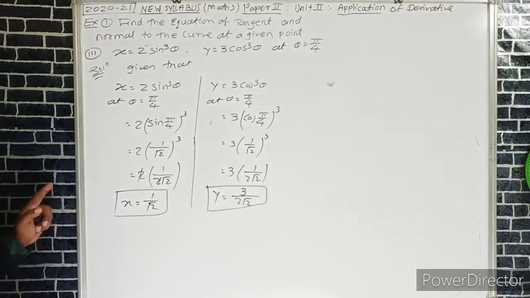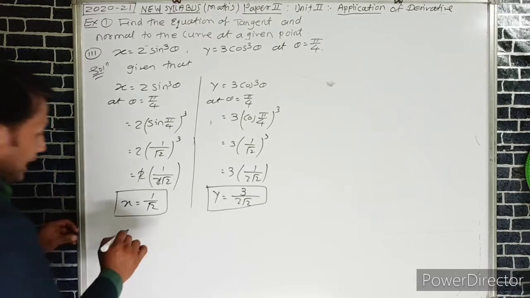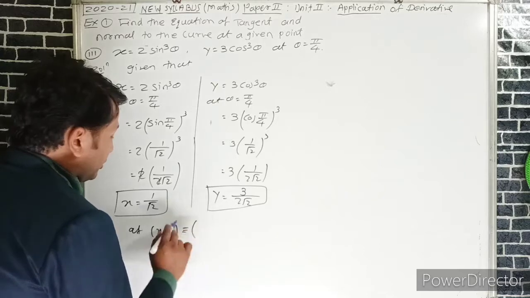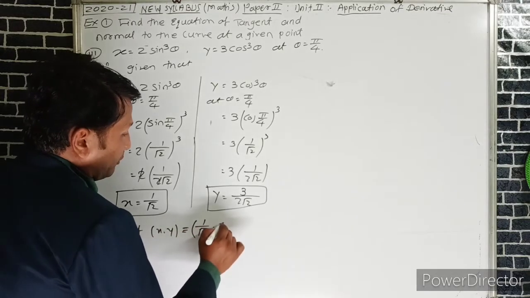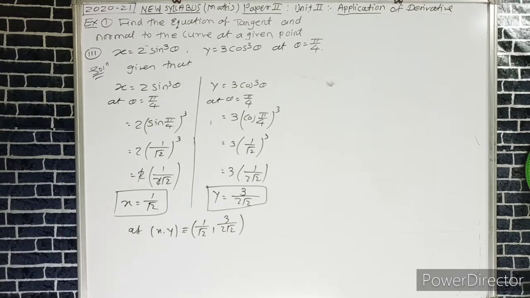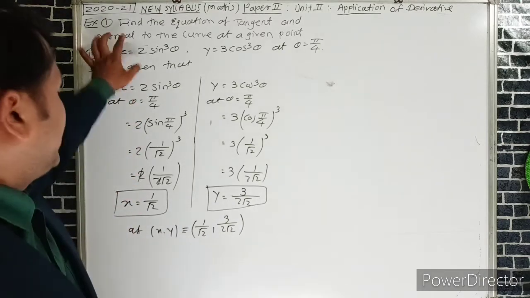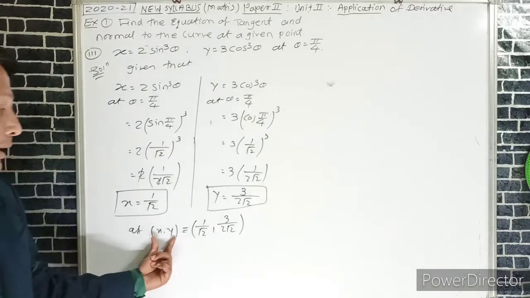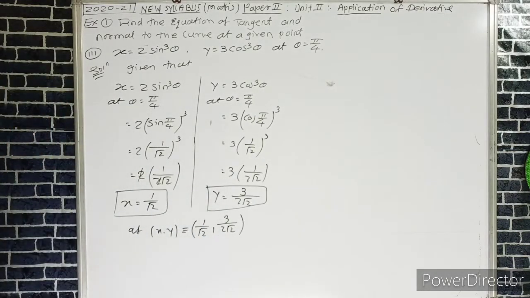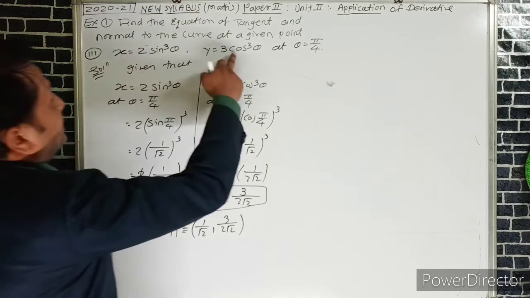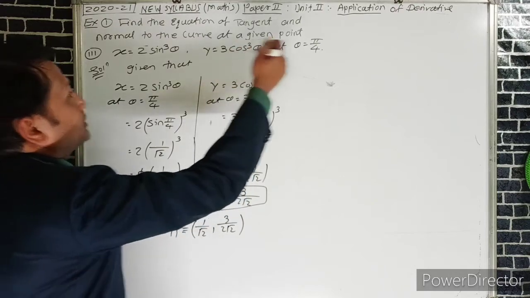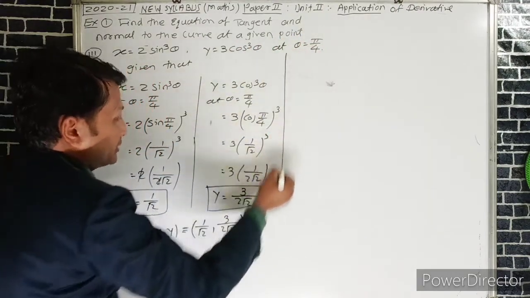So here the point (x, y) is represented by the value of x, which is 1 by root 2, and the value of y, which is 3 upon 2 root 2. We have to find the equation of tangent and the equation of normal at (1 by root 2, 3 upon 2 root 2). Again, using x and y, we have to find dy upon dx by using the definition of a parametric function.